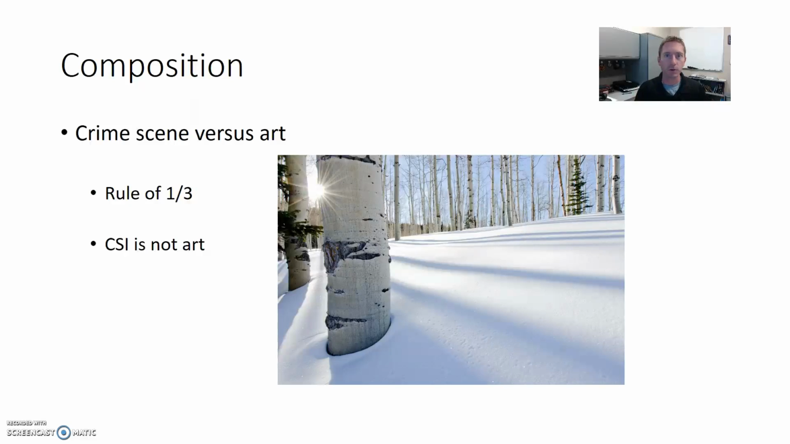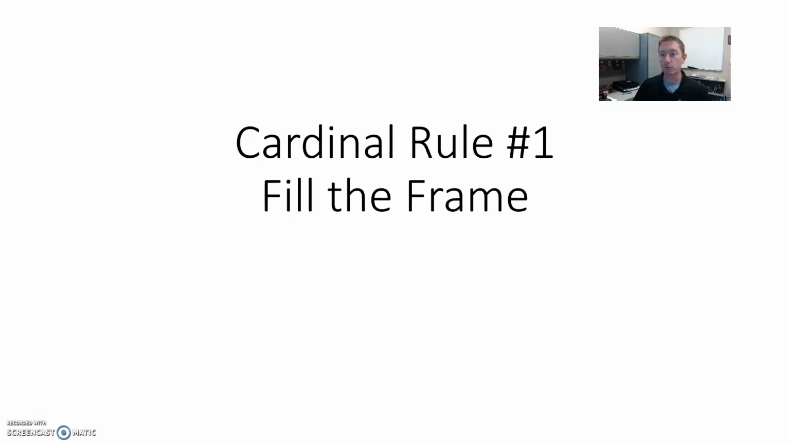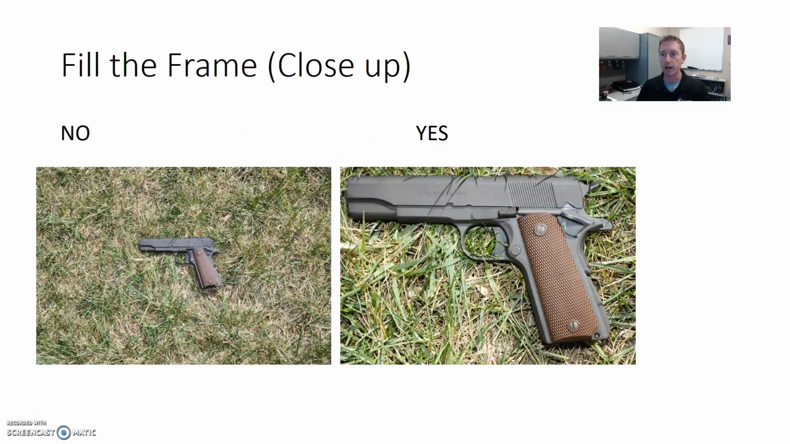But that's not what we're looking for in CSI. We're not looking for that artistic draw in. What we're looking for is to show something true and accurate. So, our first rule, fill the frame. If I want to show you a picture of an object, like say a gun, I want the gun to fill the whole frame. So this is my close-up picture.